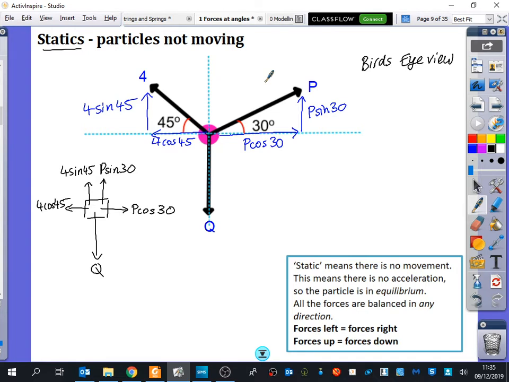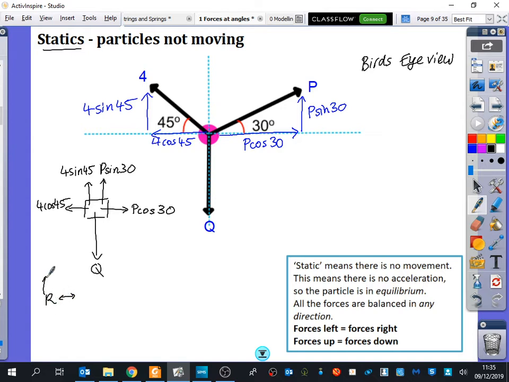So what do we do to find out the size of P and Q? If it's in equilibrium, 4 cos 45 is equal to P cos 30. Yeah, good. I'm going to write this letter at the beginning and I'm going to do these arrows.